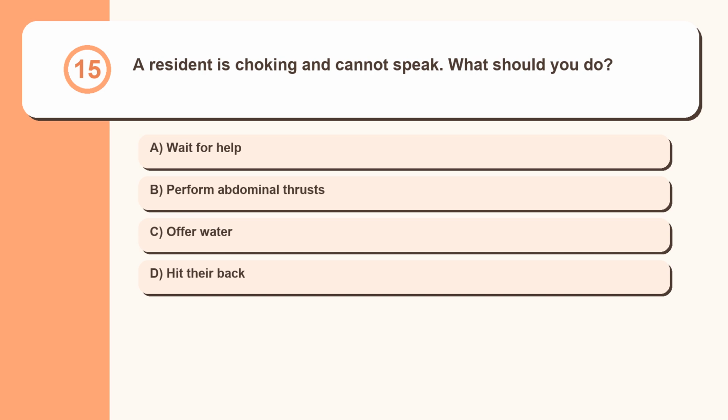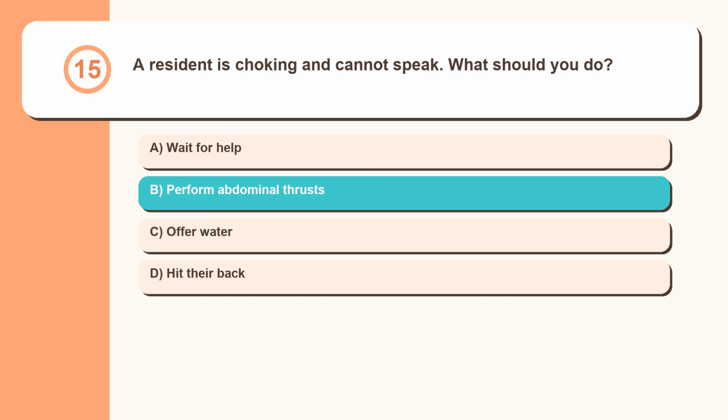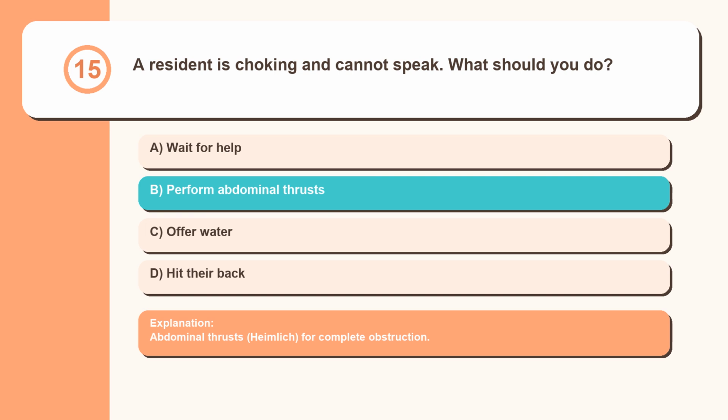Question 15. A resident is choking and cannot speak. What should you do? Wait for help. Perform abdominal thrusts. Offer water. Hit their back. Abdominal thrusts, the Heimlich, for complete obstruction.